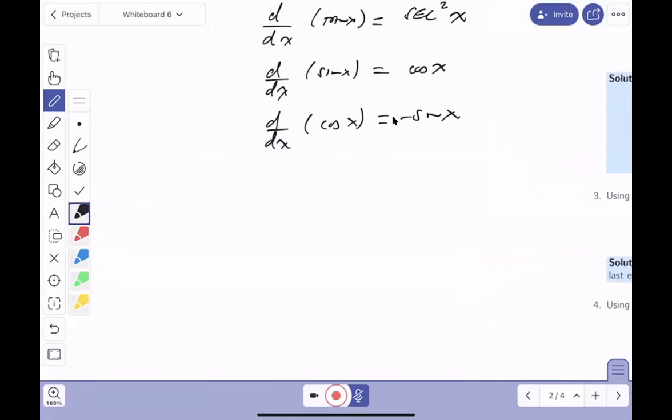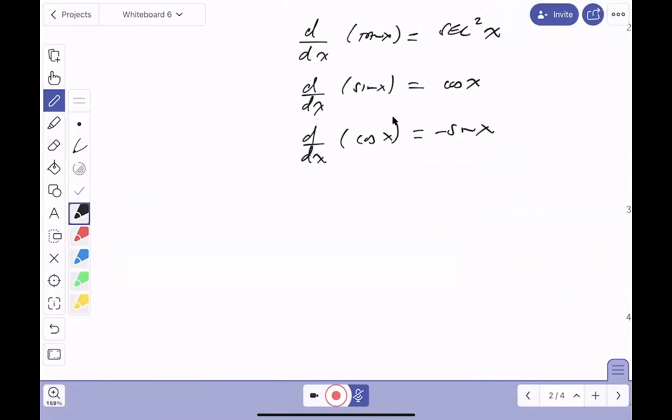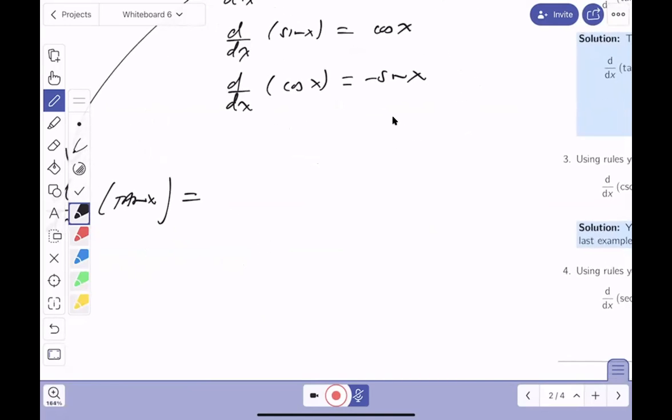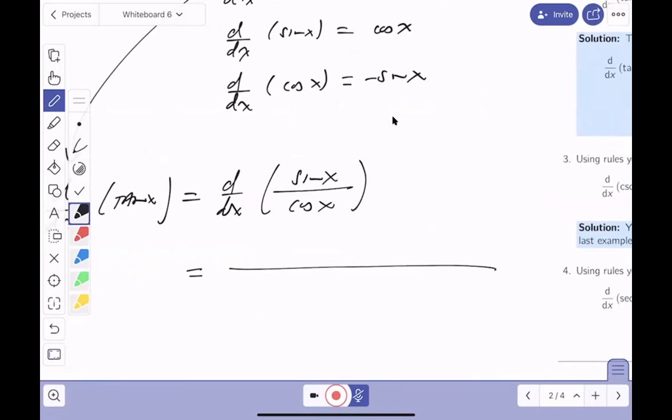From that, the other ones are really easy to do. So let's write this one down over here using just what I know. What's tangent x? Well, I don't know tangent x, but I do know sine and cosine. So d/dx, tangent is going to be sine x over cosine x. Now I'm going to use rules, and the rule I'm going to be using is the quotient rule.